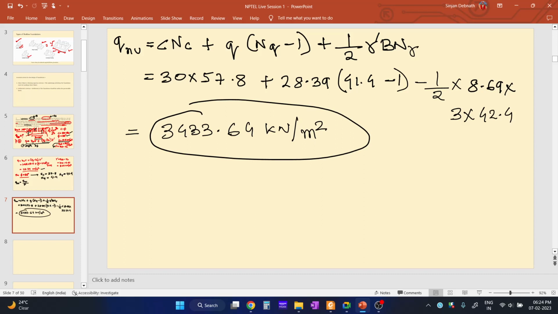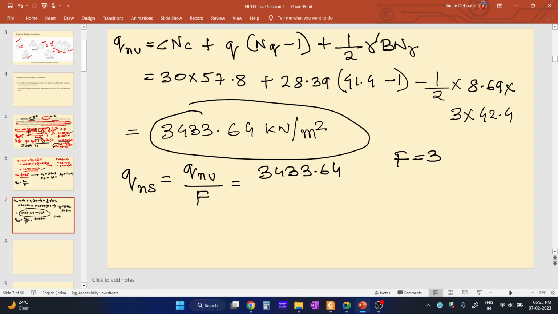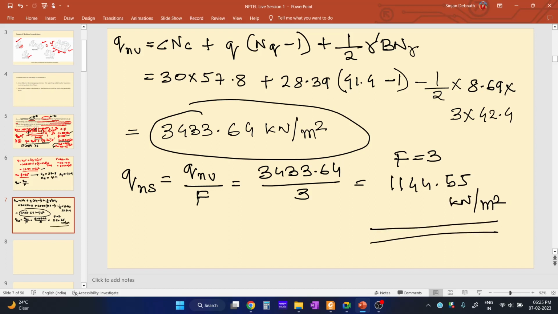Now we need to find the net safe bearing capacity, qns. qns is equal to qnu divided by the factor of safety, which in this case is 3. So it is 3433.64 divided by 3, and this comes to 1144.55 kilonewton per meter square. This is the answer of the first question, 1A.